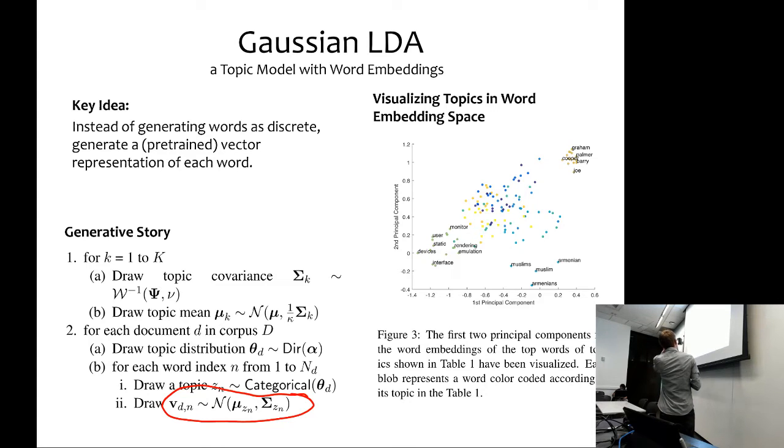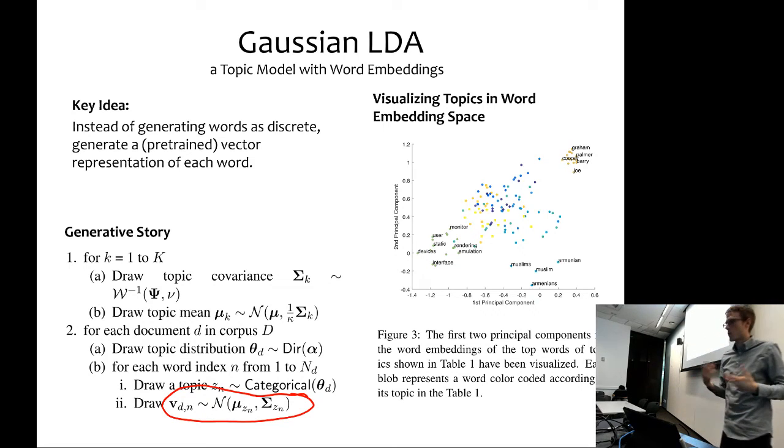And then they also have the actual word color coded according to the topic for where the word appeared in the top 10 list for that topic. And so what we can see is just that you get these clusters of word vectors appearing in topics in a reasonable correlated way.